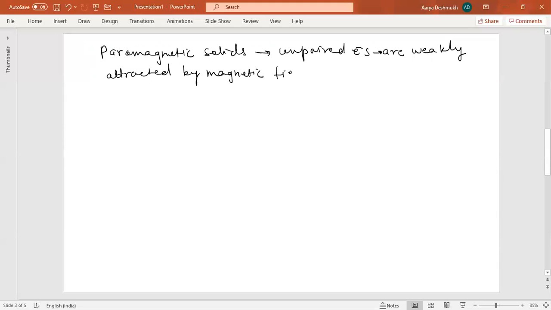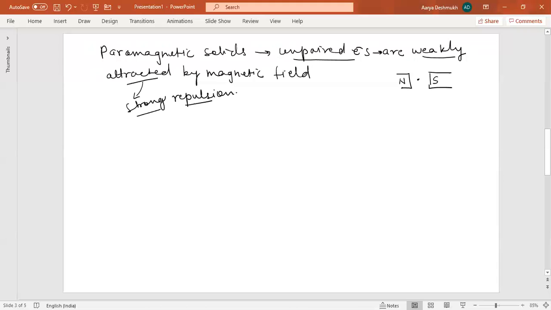I mean, if you place two magnets like this, and keep the substance here, which is supposed to be a paramagnetic one, between the north and south poles, it will be attracted in this magnetic field. These are weakly attracted due to the presence of unpaired electrons here. When we say weakly attracted, it means there will be strong repulsion in the magnetic field, isn't it? Weak attraction means strong repulsion here.